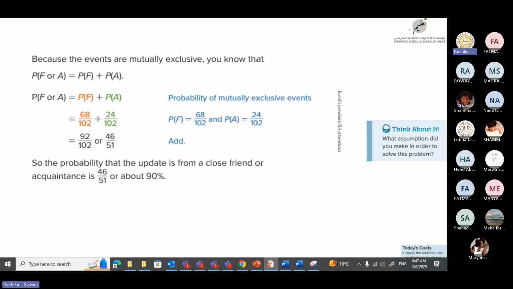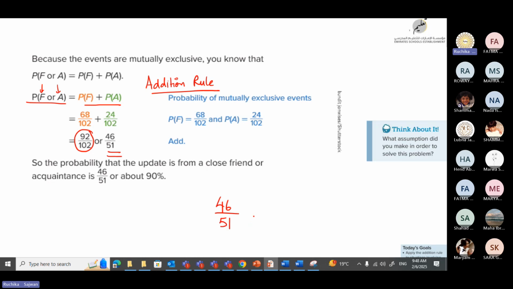So can I apply the addition rule, which is the formula for mutually exclusive events? If I apply the addition rule and I want to find the probability for close friend or acquaintance, I'm going to add the individual probabilities. So I have 68 close friends out of a total 102 and 24 acquaintances out of a total 102. I just add the two numbers in the numerator and what I get is 46 over 51. If in your ministry exam they ask you for the probability in terms of a fraction, you're going to give this.